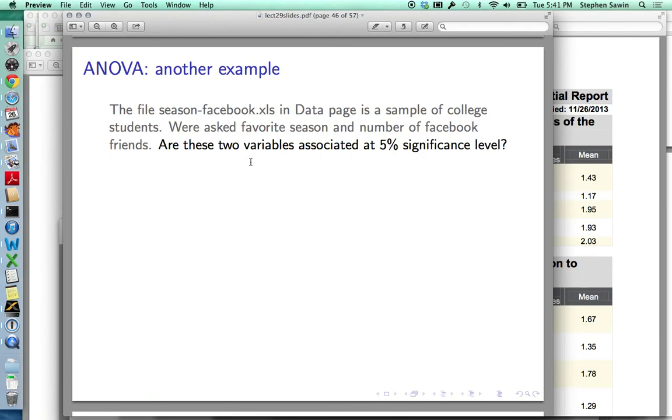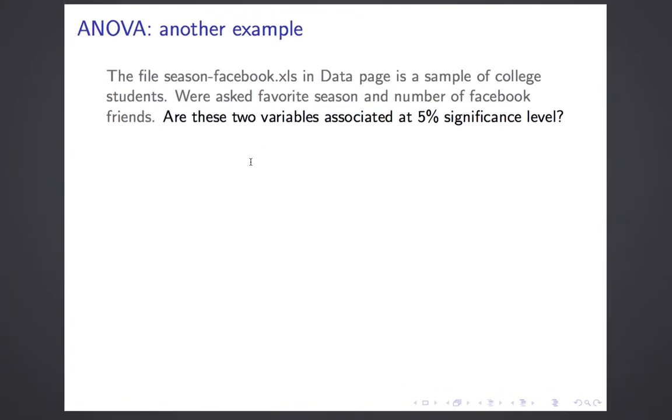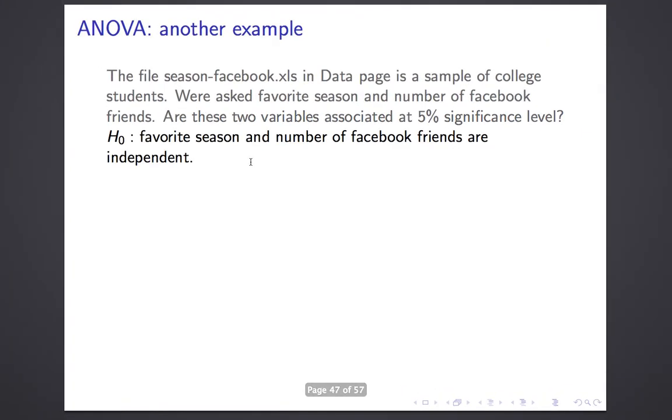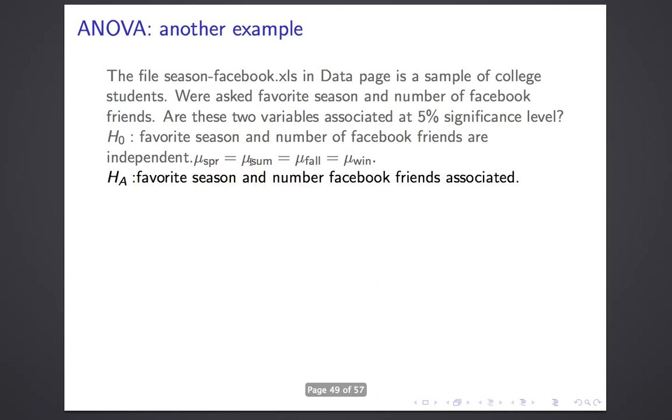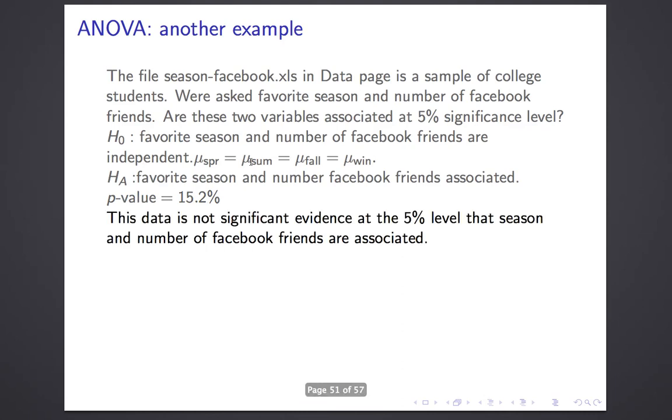That tells us, so I guess I'm skipping ahead a little. Our null hypothesis is that the favorite season and the number of Facebook friends are independent. They're not associated, which we can write as the 4 means are equal. Our alternate hypothesis is favorite season and number of Facebook friends are associated. And our p-value, 15.2%, is bigger than the significance level of 5%, so this data is not significant evidence at the 5% level that season and number of Facebook friends are associated.